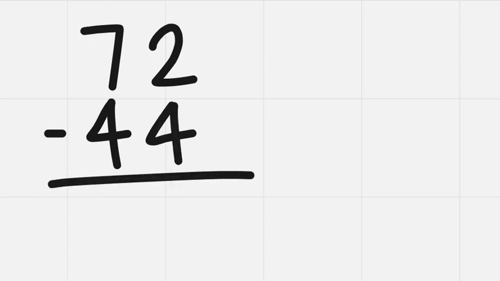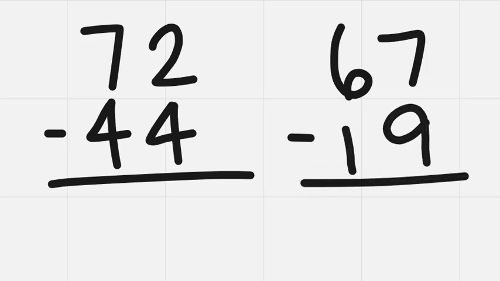Please copy down these problems. 72 minus 44, 67 minus 19. Let's subtract these together. We're going to begin to subtract 2 minus 4. I'm going to circle the biggest number. The big number is on the bottom. If the biggest number is on the bottom, you have to borrow. Borrow means to regroup. So big bottom borrow. This is how you tell when to regroup.